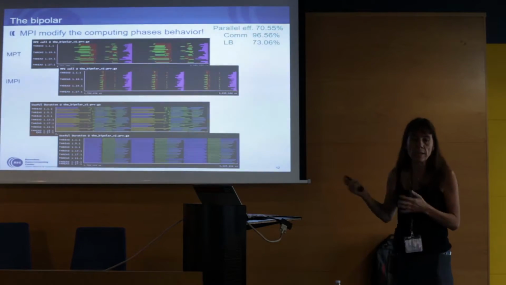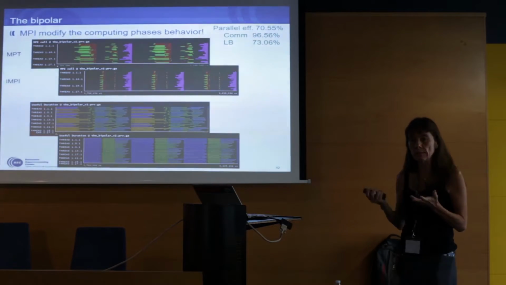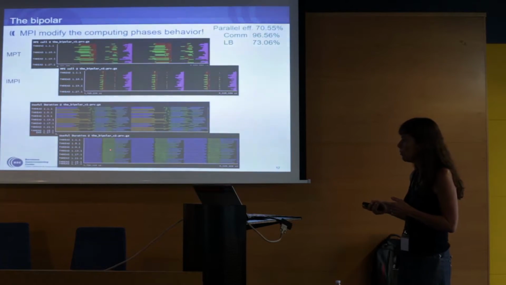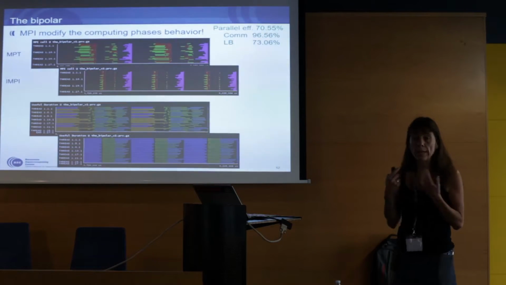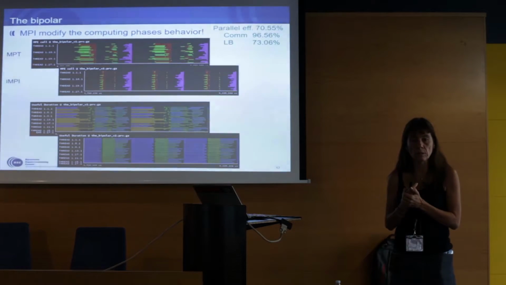the Dr. Jekyll and Mr. Hyde behavior, okay? So now it's the nice guy, and this is what I expected. Now the computations are mostly what I expected, with some small imbalance due to the mapping, but quite uniform between processes. And I start to wonder, I understand MPI can modify MPI, but how can MPI modify my computing phases?